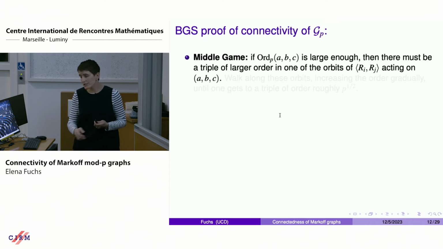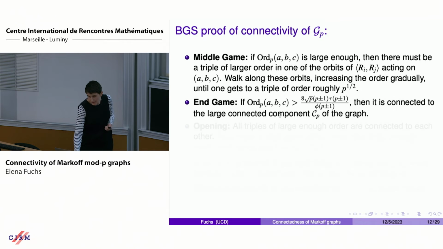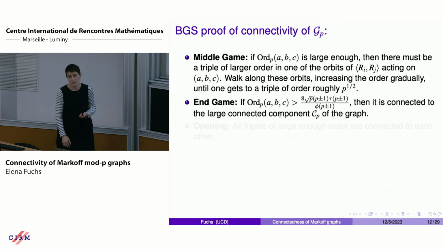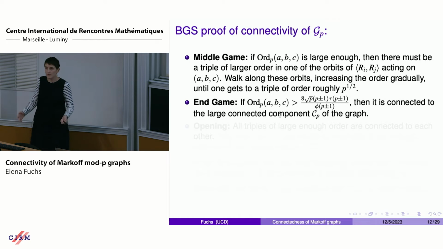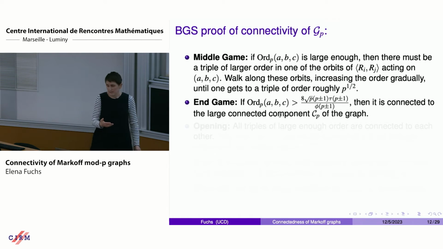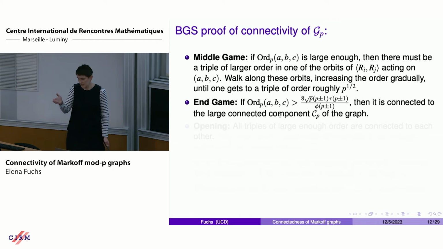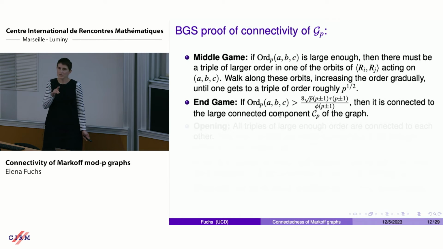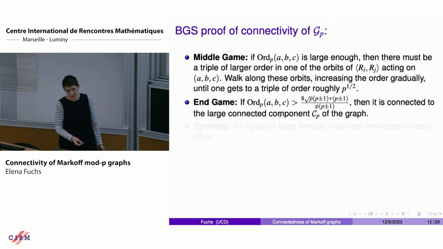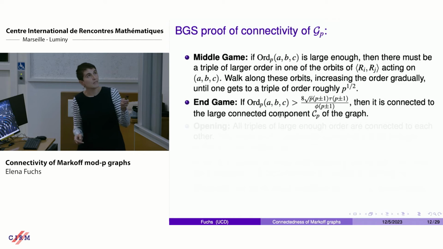So you walk along these orbits, increasing your order until you get to a triple of order roughly p to the half. So what is this roughly p to the half? In Bourgain, Gamburd, and Sarnak's paper, because they really don't care about saying precisely for exactly what primes p we're connected, they just want to show it's connected for all but a zero density subset, they just write p to the half plus delta. We made this precise. It's exactly this point.